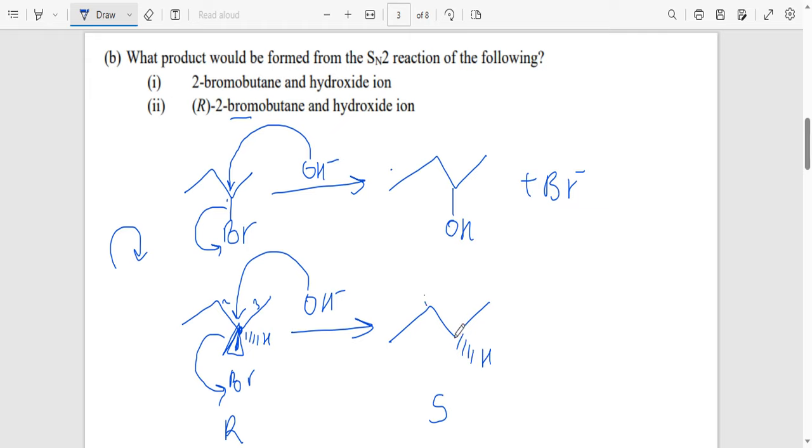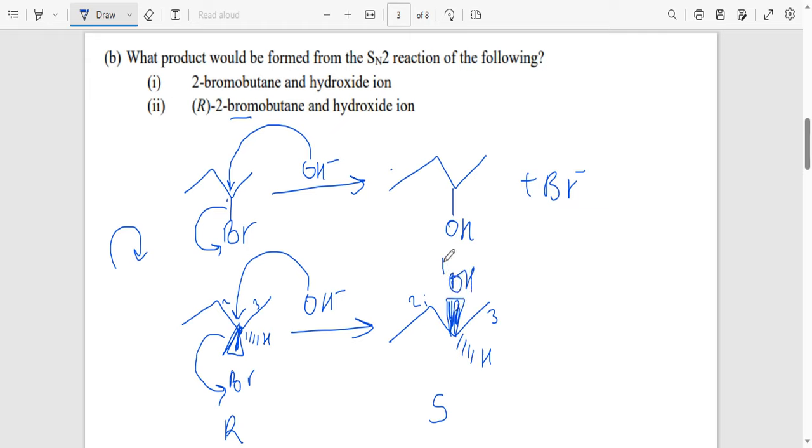Then where are we supposed to put the OH? We know this is position number 2, this is position number 3. So say this is the structure that we have, and then I put the OH here. The configuration will still be what? The configuration will still be R. So I'm going to put the OH here. This is in front.